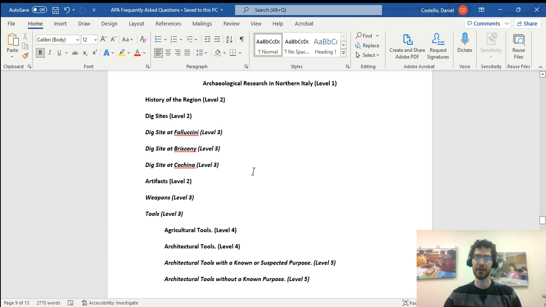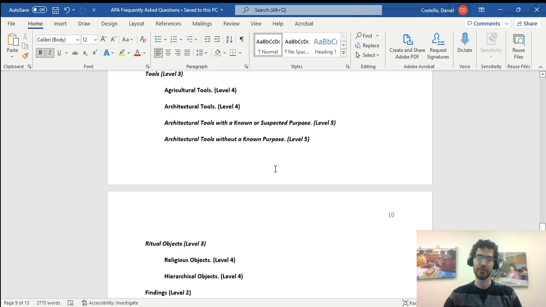So really what's important to remember here when you're making a new heading is to think, what is this heading a subheading of? Like, what subsection am I using here? So if you've already established dig sites as this level 2 heading, and then you're talking about a specific dig site, just think like, oh yes, that would be a subheading under dig sites. So if dig sites is level 2, a specific dig site would be level 3.